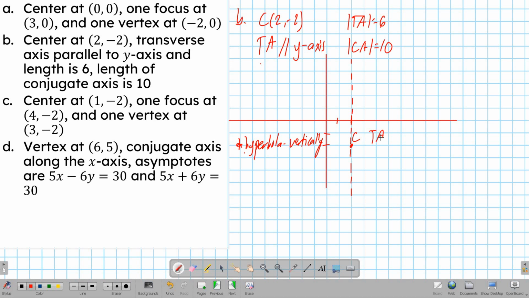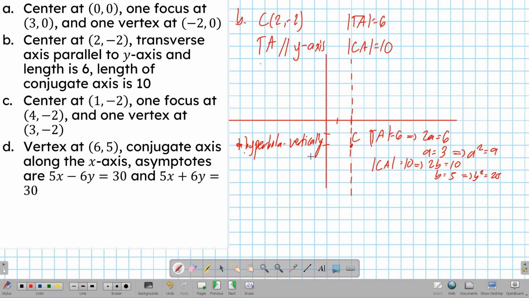Since the length of the transverse axis is equal to 6, this tells us that 2a is equal to 6. Therefore, a would be equal to 3, and that tells us that a squared equals 9. On the other hand, the conjugate axis is equal to 10, which tells us 2b is equal to 10. Therefore, b would be equal to 5, making b squared equal to 25. We already have a squared and b squared and we know that it's vertically oriented. So we can write the equation of the hyperbola in standard form.